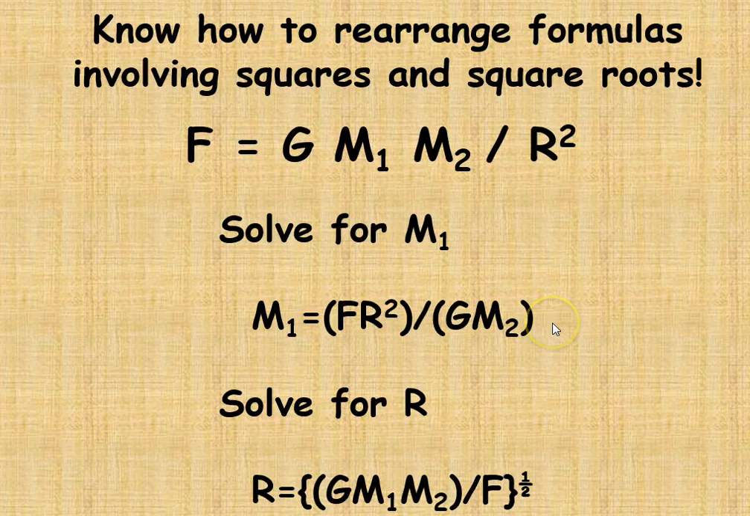Okay, and if you did it correctly, you'll get this as your answer. Notice that you did not need to take a square root at all when you solve for m1, because you're simply cross-multiplying both sides of the equation by r squared.